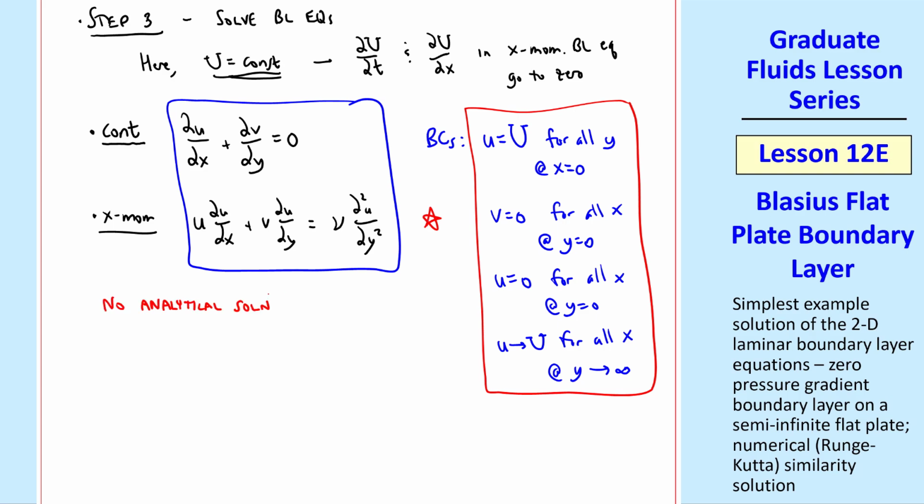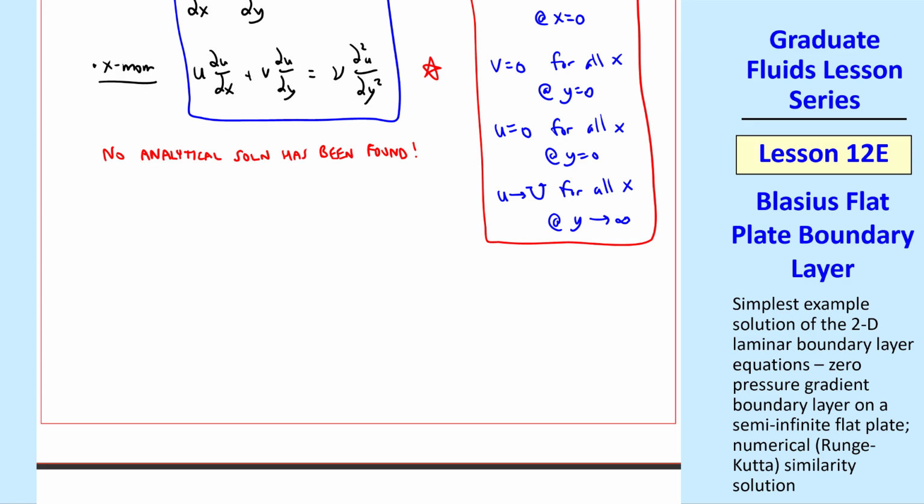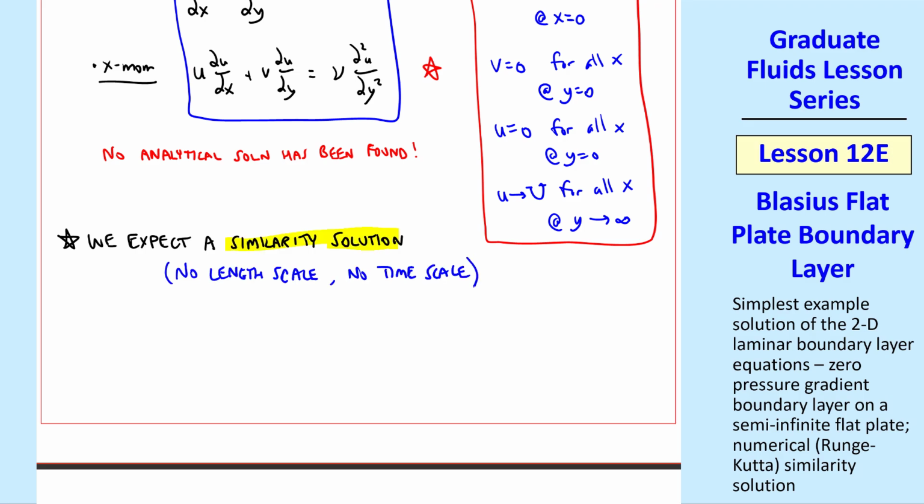However, no analytical solution has ever been found. Students are welcome to try. We'll approach the problem the way Blasius did, namely, we expect a similarity solution. Why? There's no length scale in our problem, and there's no time scale in our problem.